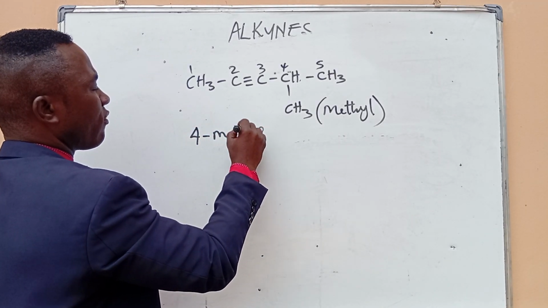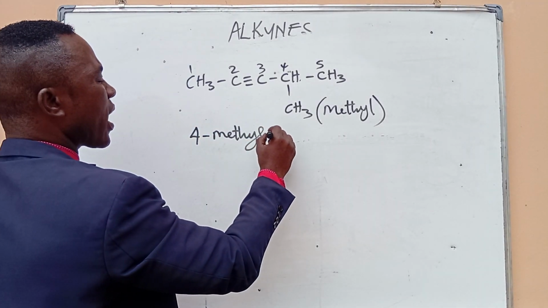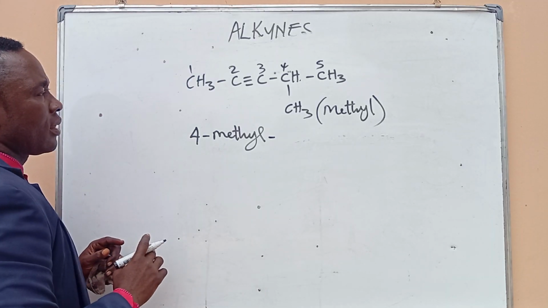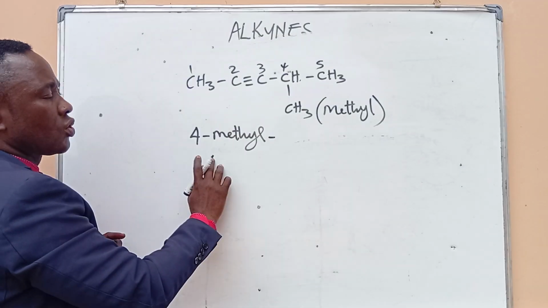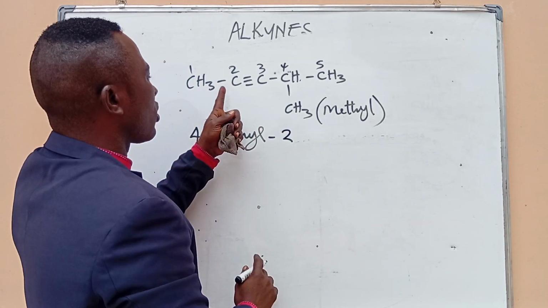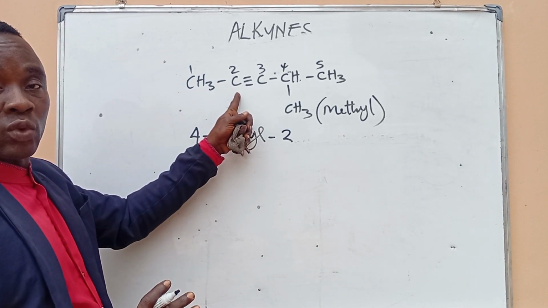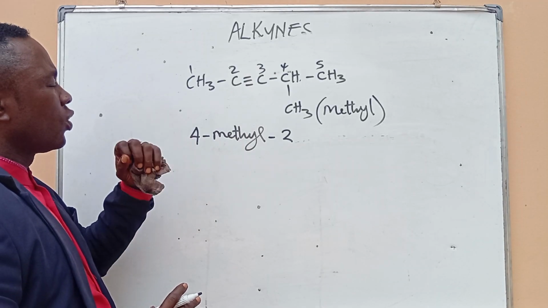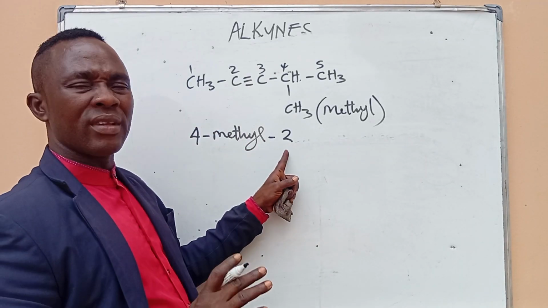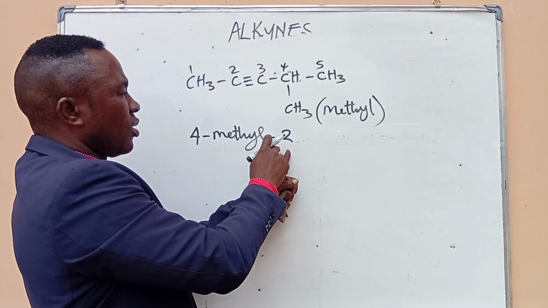The name of the compound will be 4-methyl. Then where is the carbon atom that bears the triple bond? At number 2 position. So 4-methyl indicates the position of the methyl group, and the 2 indicates the position of the triple bond. I mean to say triple bond, not double. That is number 2.